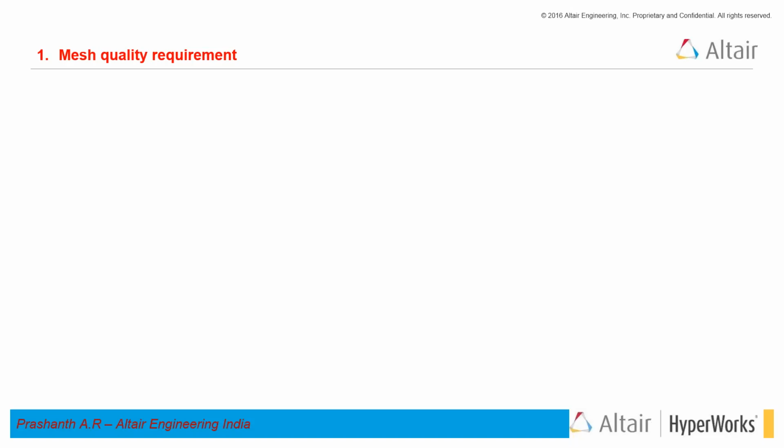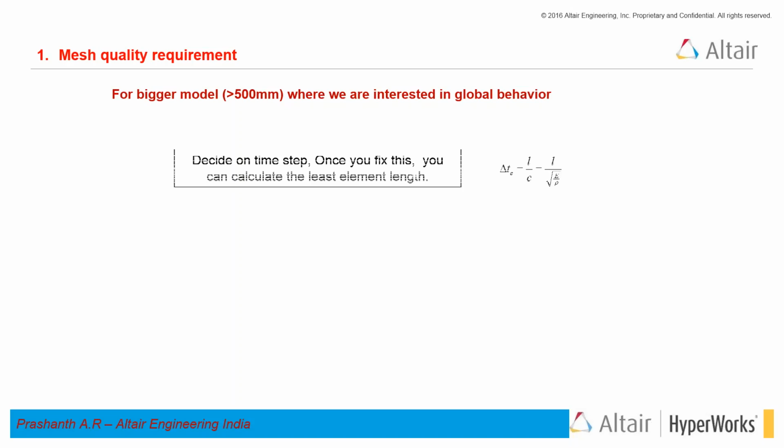So if you're planning to start an explicit analysis, the first step is of course to think at the meshing level. Is that mesh suitable for explicit analysis? Here I'm listing some guidelines. The first one: if the analysis is on a bigger model where the interest is in global behavior, like you're studying some global deformations, some global energies, some component interactions globally, basically something like a full vehicle impact. So this is the guideline for that.